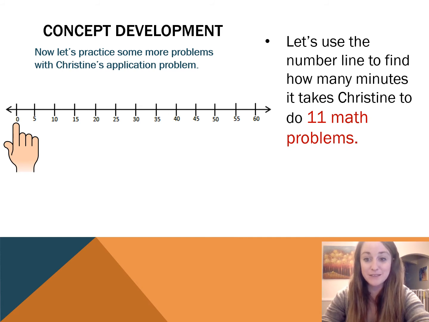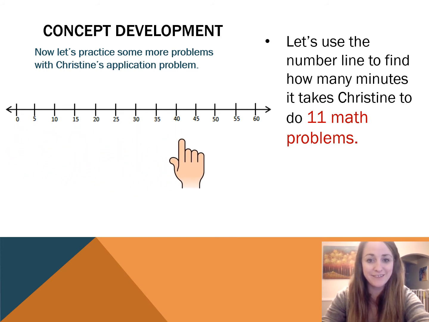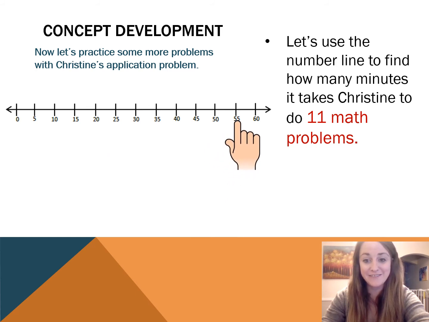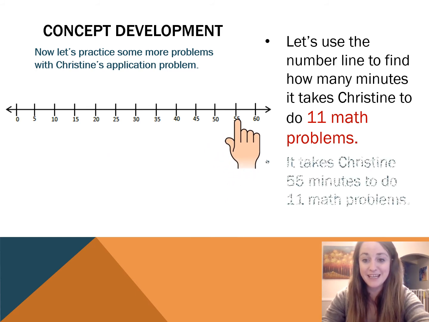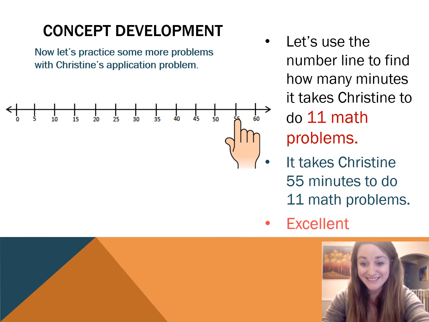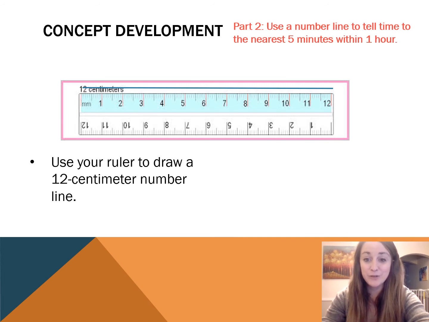Let's use the number line to find out how many minutes it takes Christine to do 11 math problems. 1, 2, 3, 4, 5, 6, 7, 8, 9, 10, 11. How many minutes does it take? It takes 55 minutes to do 11 math problems. Great job! Now, we can use our ruler to draw a 12-centimeter number line.